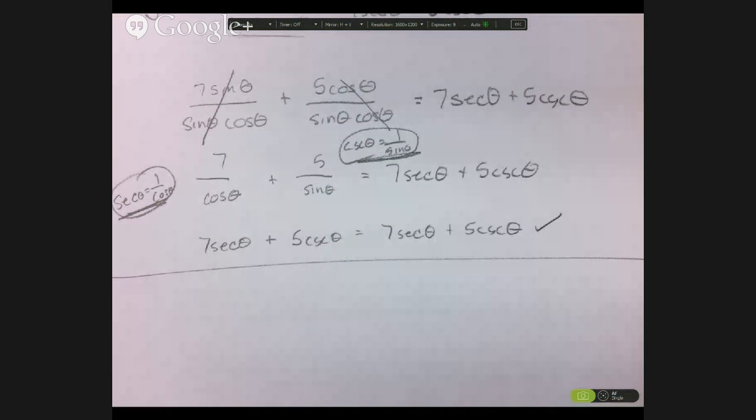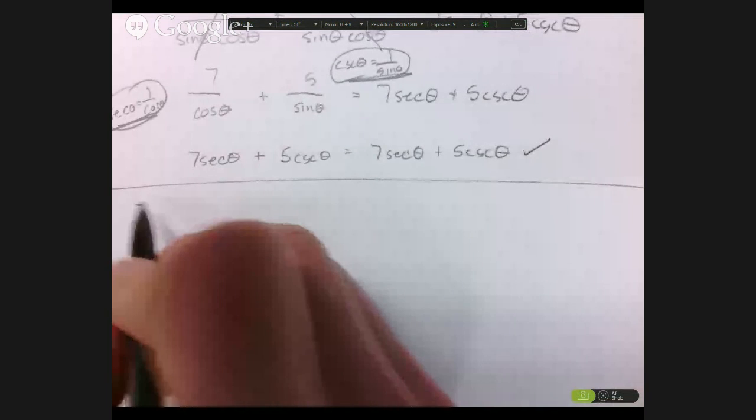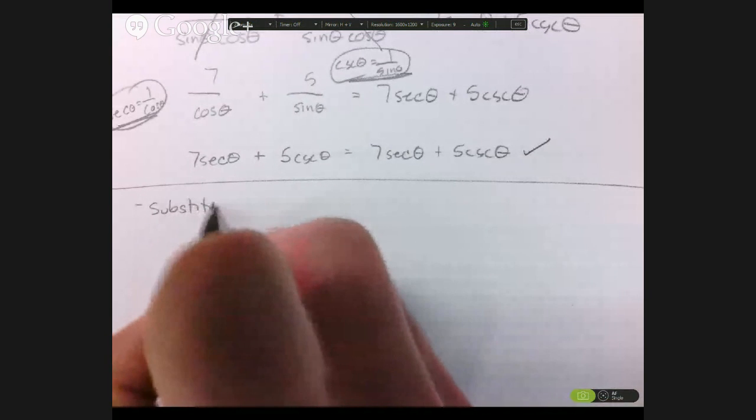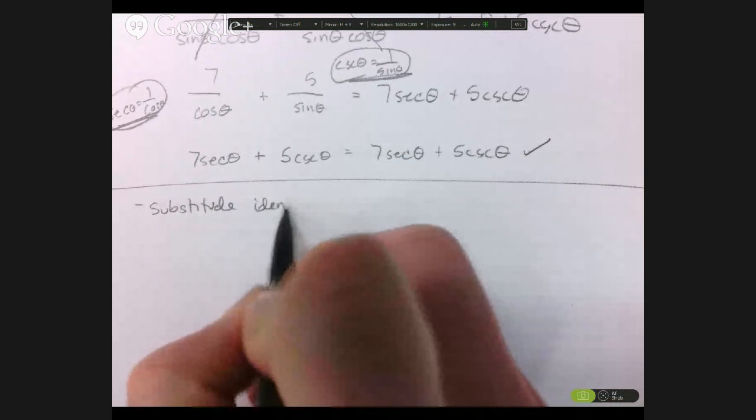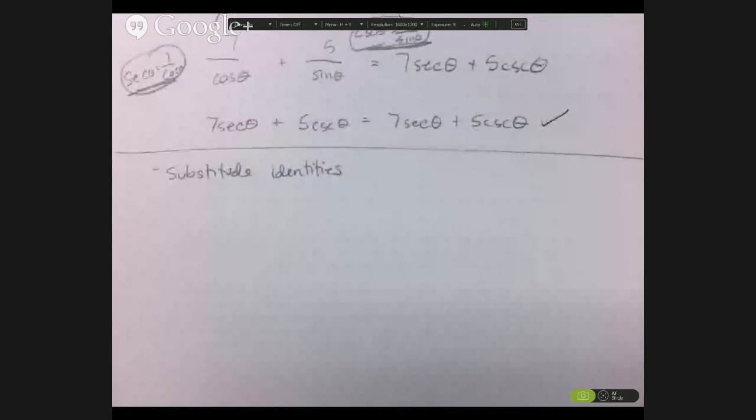So what are we seeing here as common themes? Okay, we're substituting, right? Substituting identities. So let's kind of make a list here. So we're substituting identities. What else have you guys seen me do to solve these equations?